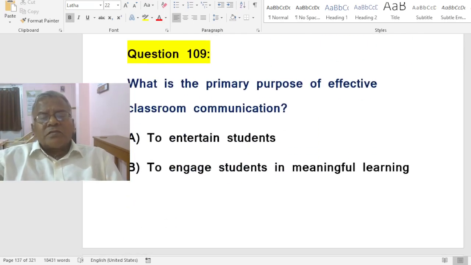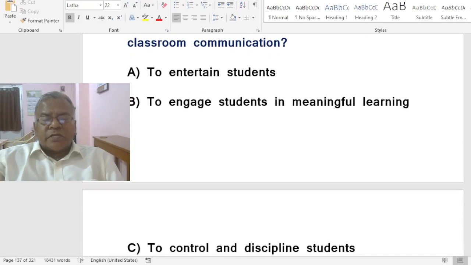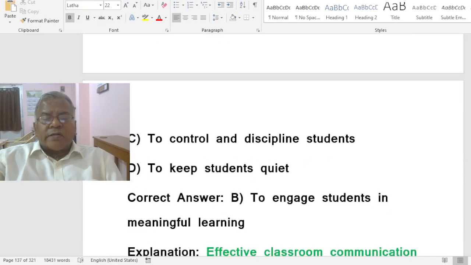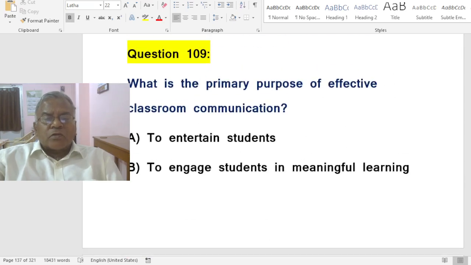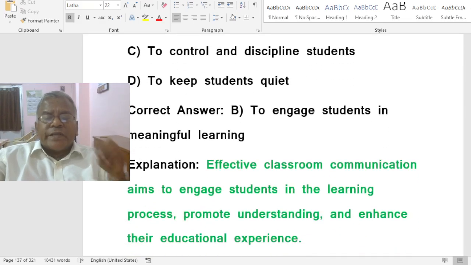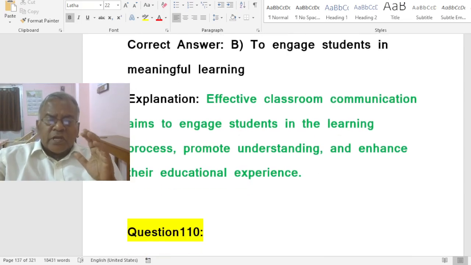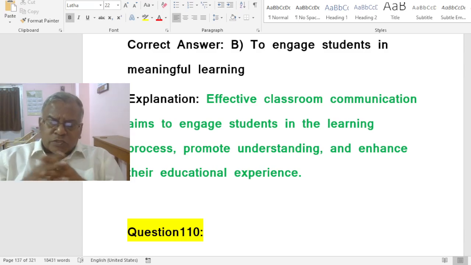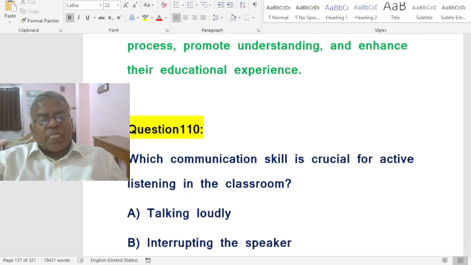What is the primary purpose of effective classroom communication? A. To entertain students. B. To engage students in meaningful learning. C. To control and discipline students. D. To keep students quiet. So what's the question? What is the primary purpose of effective classroom communication? That is to engage students in meaningful learning. Effective classroom communication aims to engage students in the learning process, promote understanding, and enhance their educational experience.